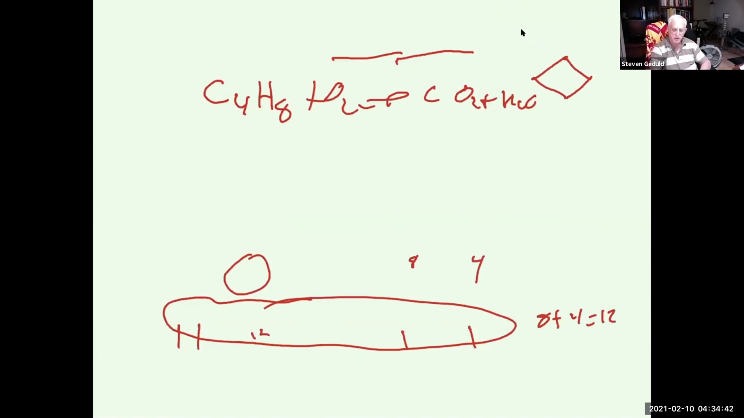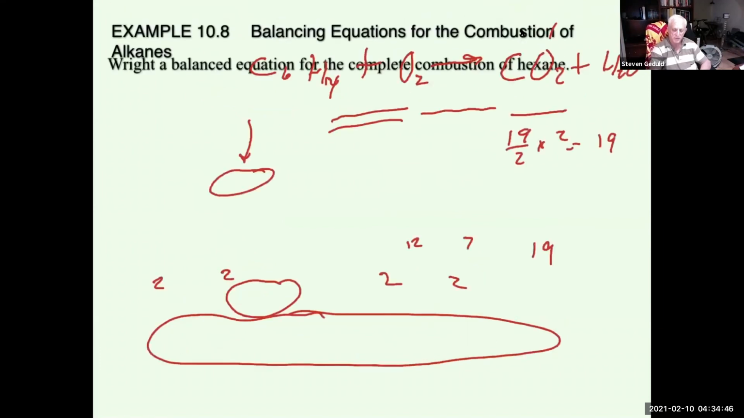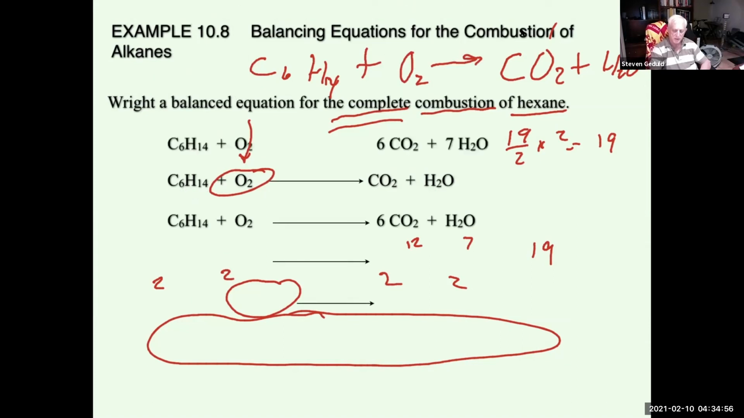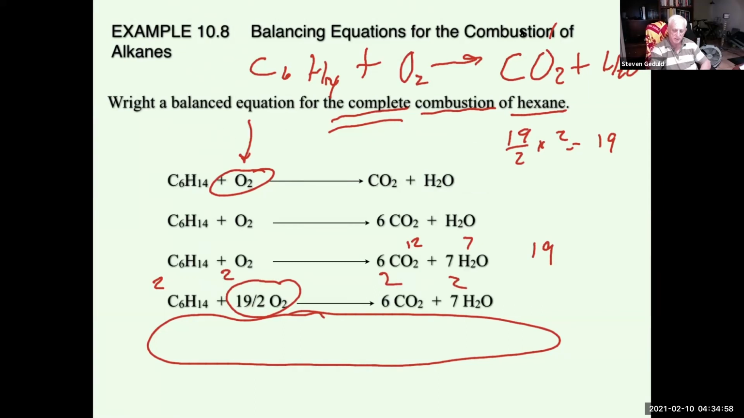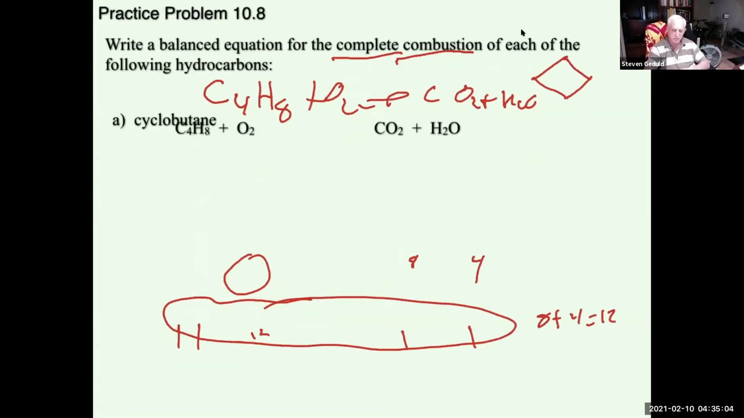Shoot, went too far again. We did hexane already. The formatting of this I have to change. It's giving me too many arrows at once, but that's all right. Okay, so that's our cycle. That went way back, didn't it?